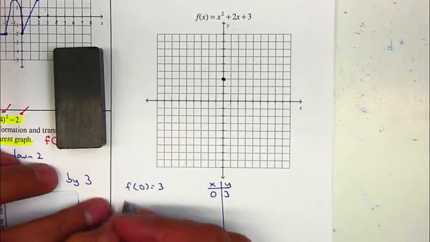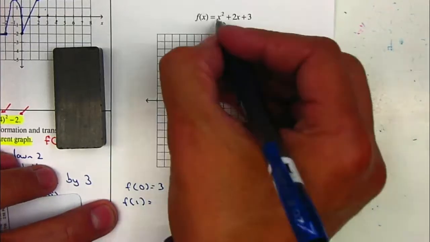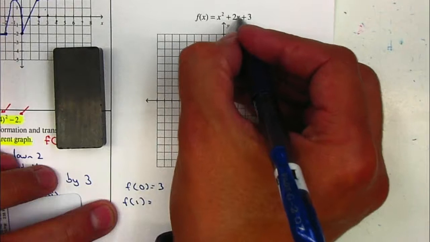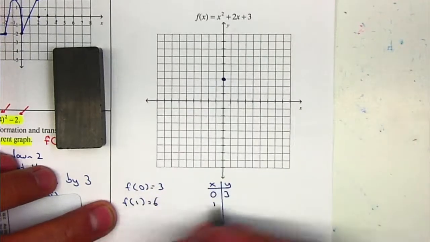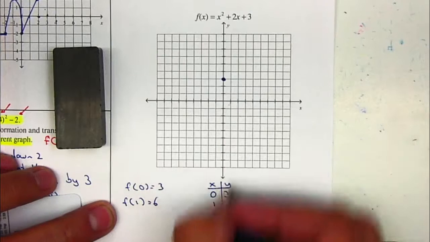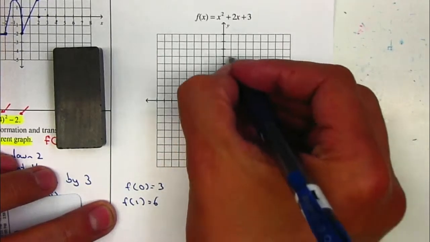And then I'm going to plug in a 1, so f of 1. If I plug in a 1, what do I get? 1 squared is 1. 2 times 1 is 2. So it gives me 3. Plus 3 will give me 6. So 1 gives me a 6. So 1 and 1, 2, 3, 4, 5, 6.